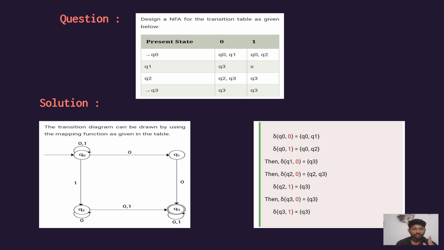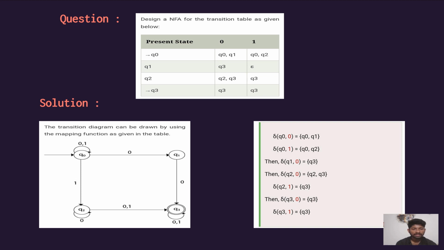So now looking at the table, we write a transition diagram. By looking at the table, the transition diagram can be drawn by using the mapping functions as given in the table. The initial state Q0. A self loop 0 and 1 is given according to the table. Then from Q0, a 0 is given to Q1. Then a 1 is given to Q2. Then from Q2, a self loop 0 is given and 0 and 1 are both given to Q3. From Q1, 0 is given to Q3. Then in the final state Q3, 0 and 1 is given as a self loop.